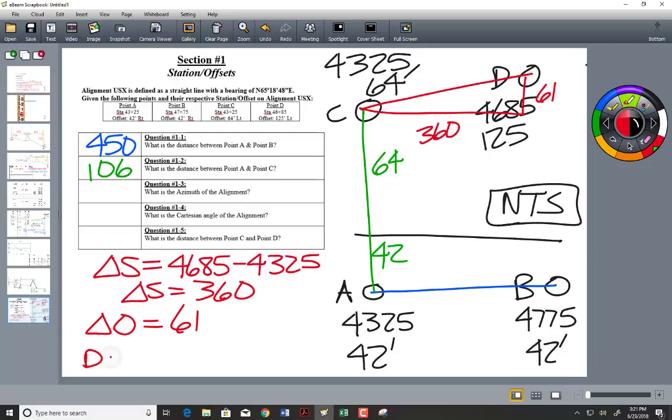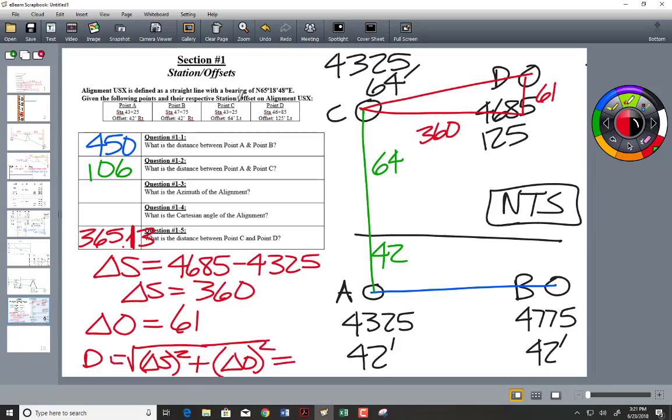So my distance is equal to the square root of change in station squared plus my change in offset squared, which equals 360 squared plus 61 squared, equals the square root, 365.13. So 365.13. Questions? I must have done something. It's okay. The whole point is learning what you did and fixing it.